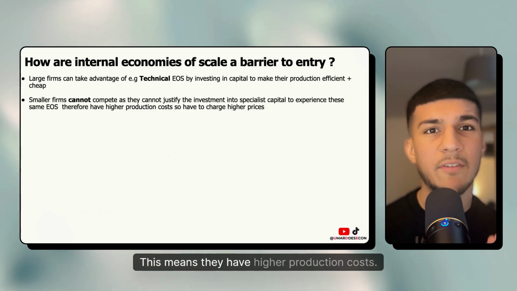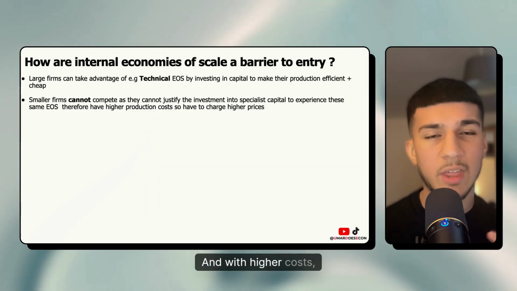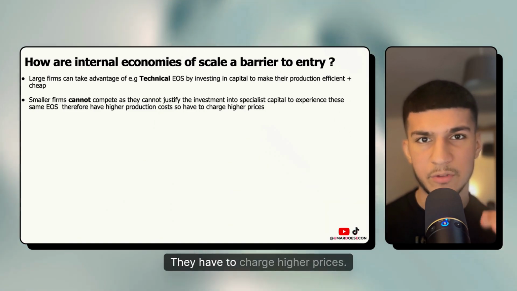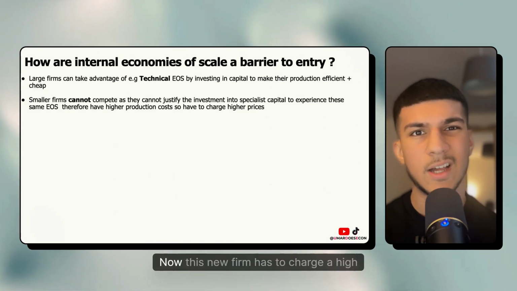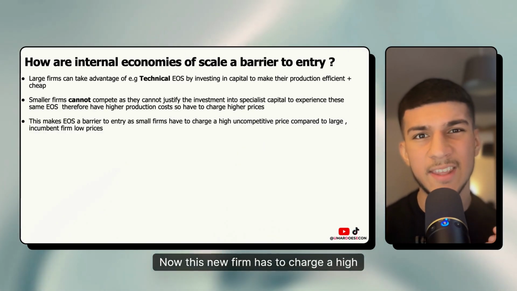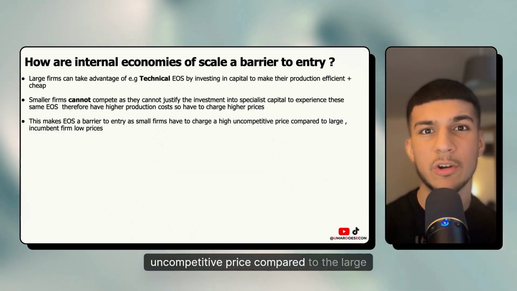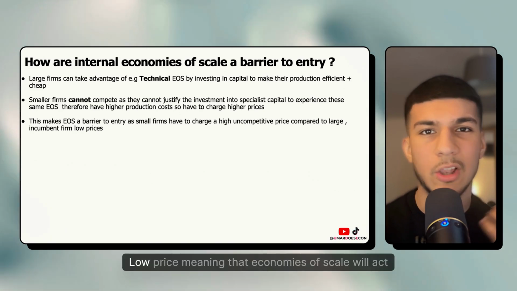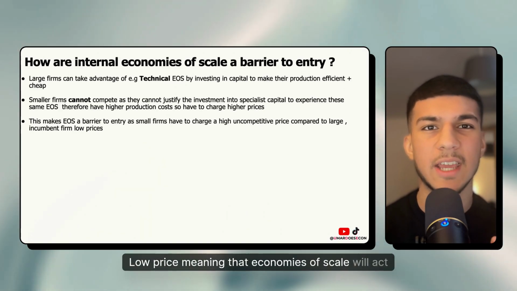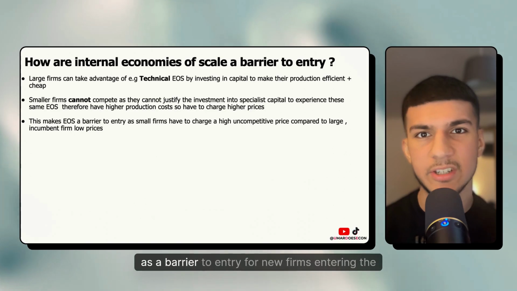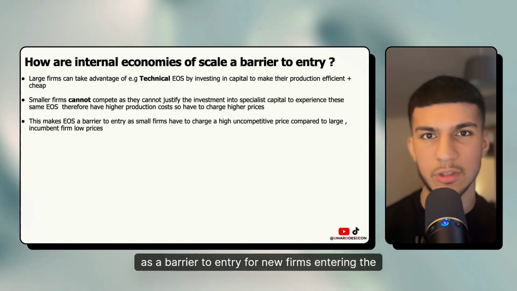This means they have higher production costs, and with higher costs, what does it mean for the firm? They have to charge higher prices. Now, this new firm has to charge a high, uncompetitive price compared to the large incumbent firms' low price, meaning that economies of scale will act as a barrier to entry for new firms entering the market.